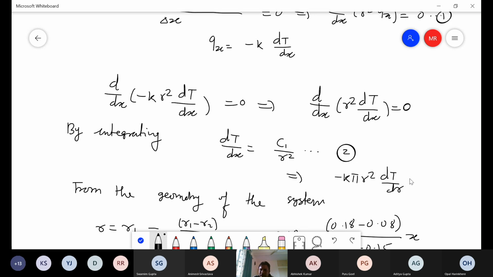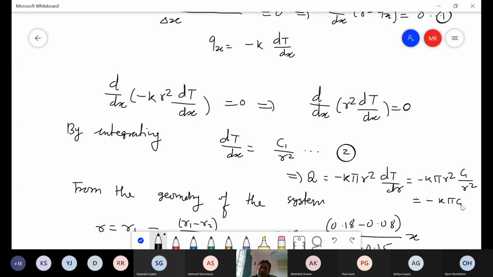dT by dr, and what we have multiplied here is minus k into pi r square c1 divided by r square. So this will be k, this will be q, remember this will be q. This r square will get cancelled out. So k pi c1 is going to give me directly the value of q, correct? Are you all able to follow? Yes. So k pi c1 is going to give me directly q.